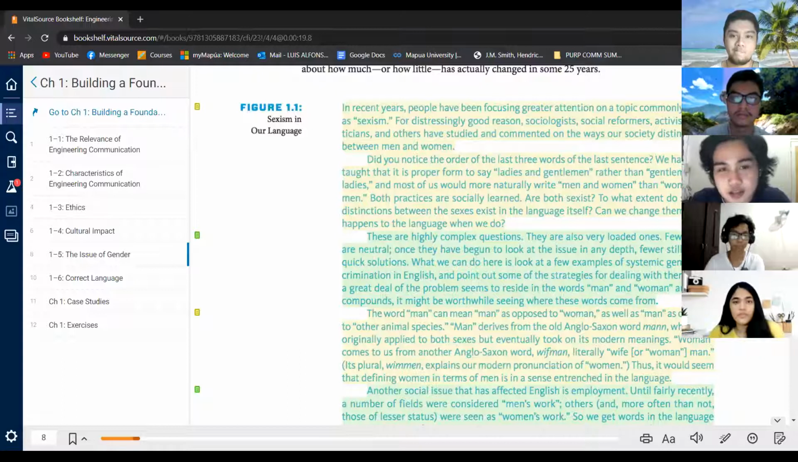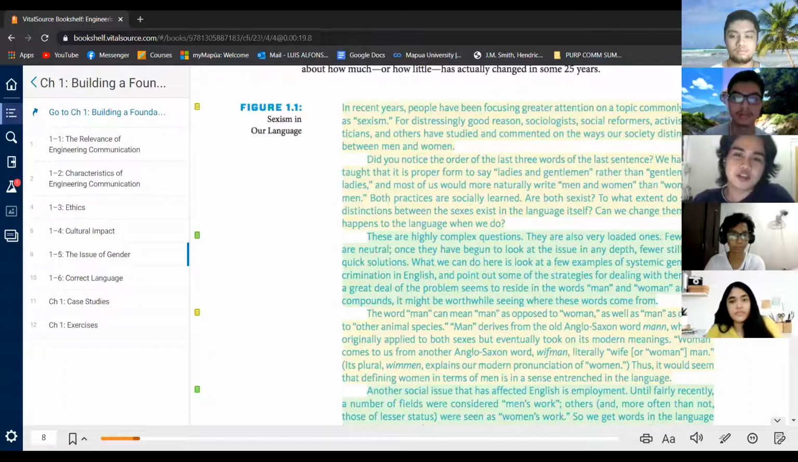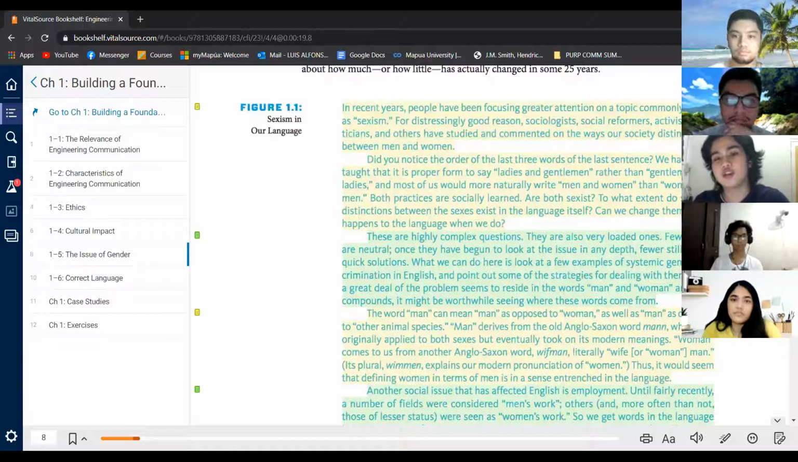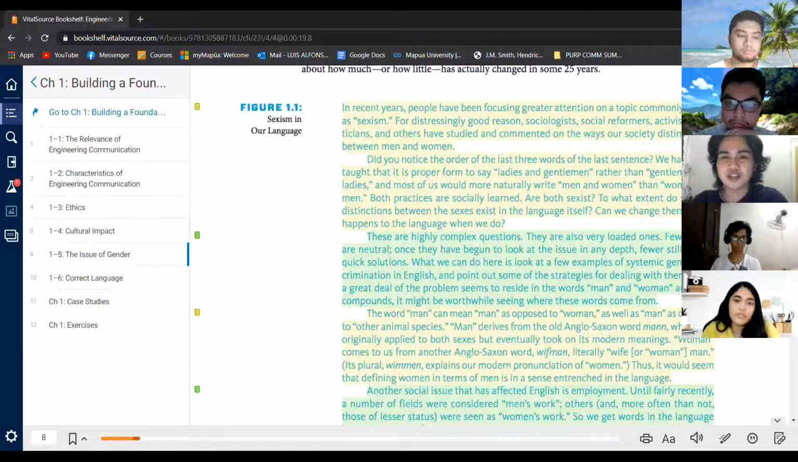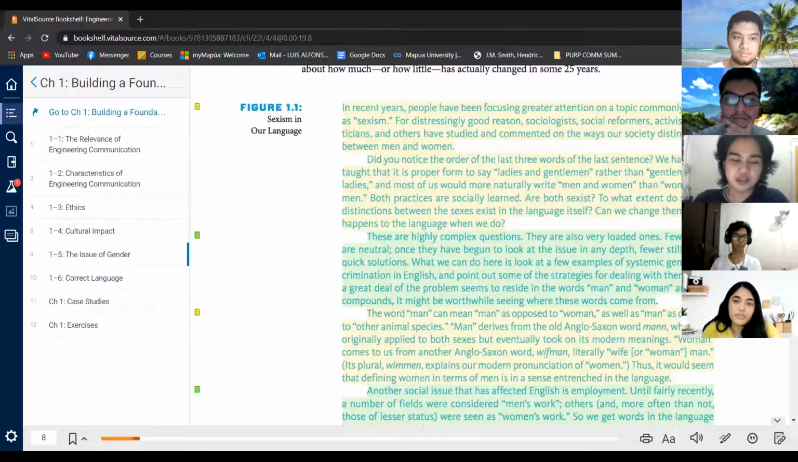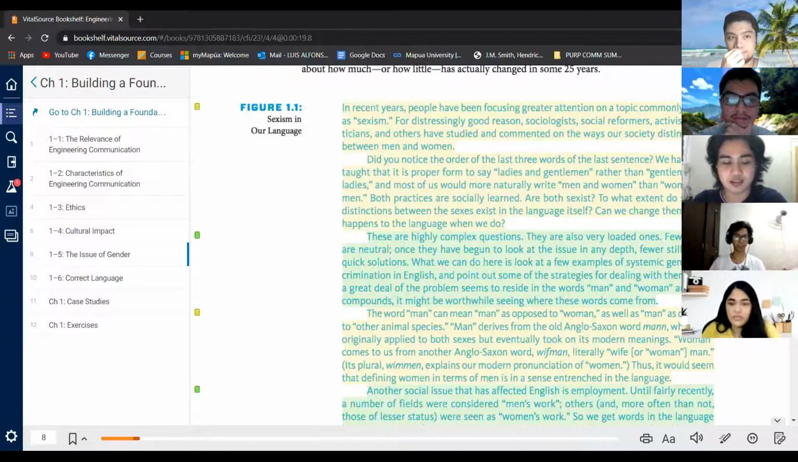Did you notice the order of the last 3 words of the last sentence? I think this is the attention step because it really captures the attention of the audience. As it was said, did you notice the order of the last 3 words? It makes the reader curious. What did I miss? Did I misread something? Which leads the reader back to the first paragraph. The last 3 words pertain to men and women. So I think that is the attention step. What about you guys? Do you have any pointers, insight on this?